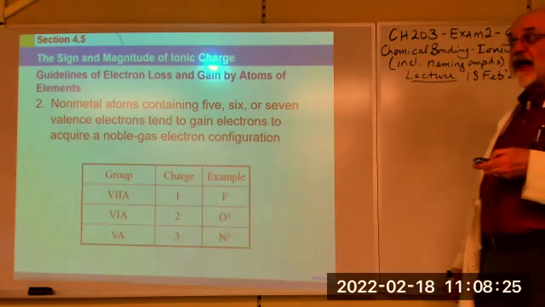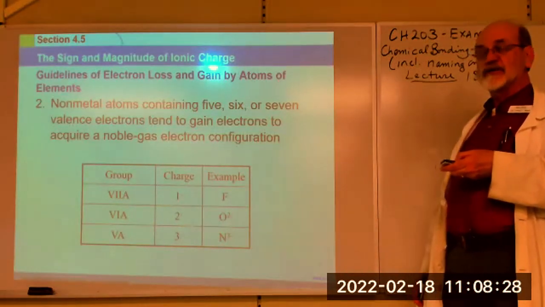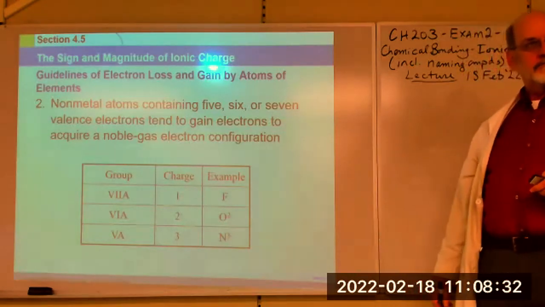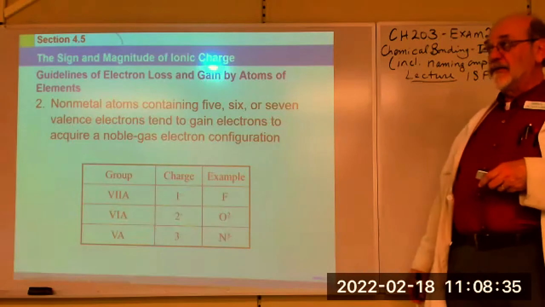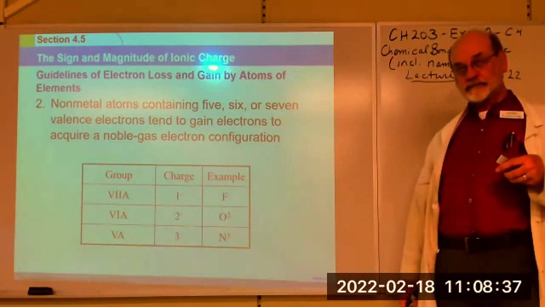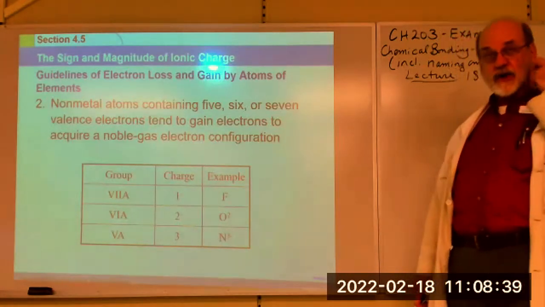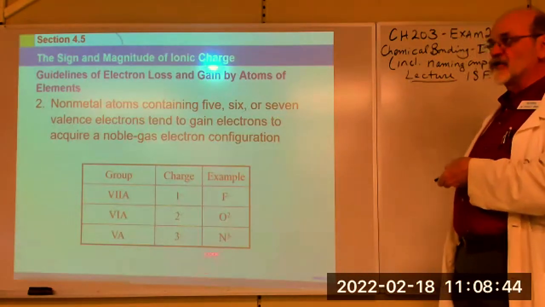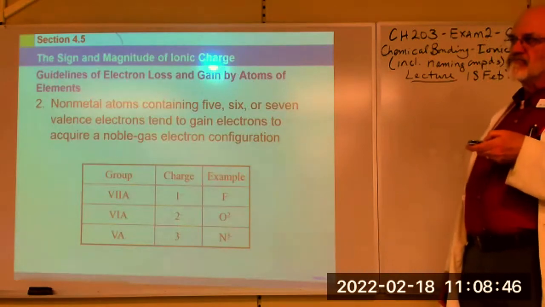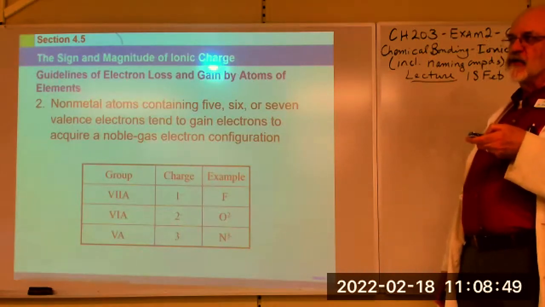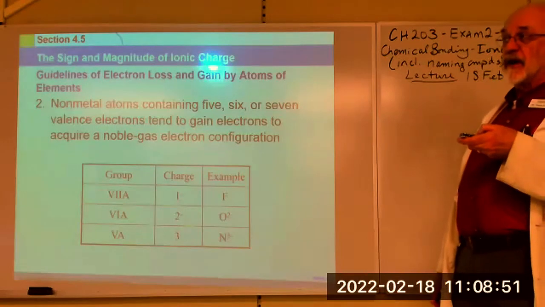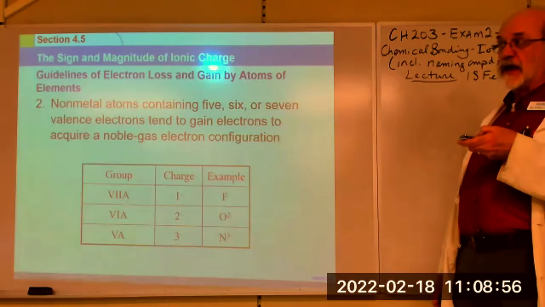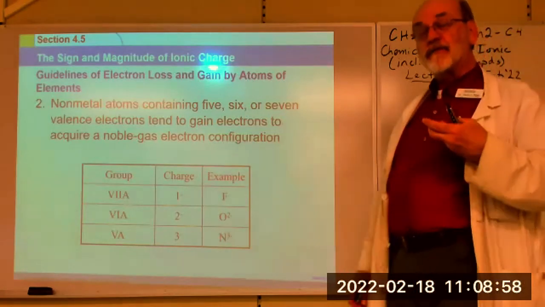Next door to that are the chalcogens, the oxygen group. Oxygen, sulfur, selenium, tellurium, they all form a 2- charge. And then to the left of them, the nitrogens: nitrogen, phosphorus, arsenic, antimony, they all form 3- charges. Actually, it gets a little squirrelier in here. And you'll notice in the periodic tables, they're going to show you more than one charge next to those atoms. Okay, that can be confusing.